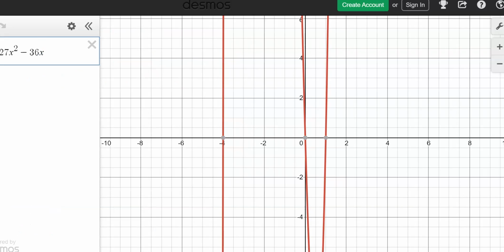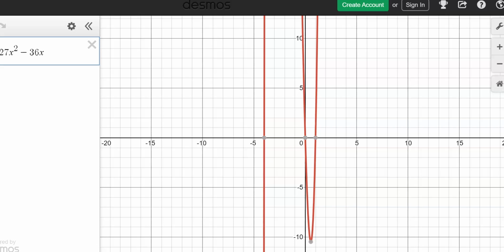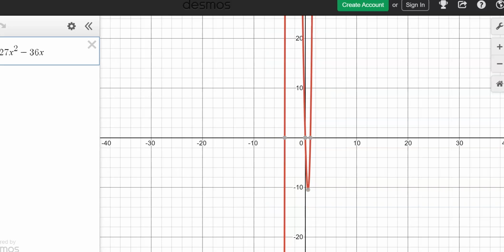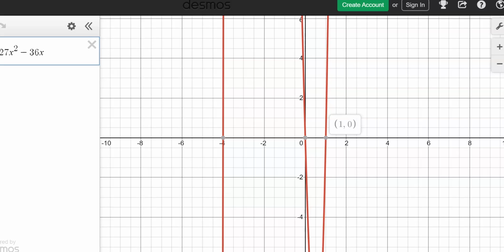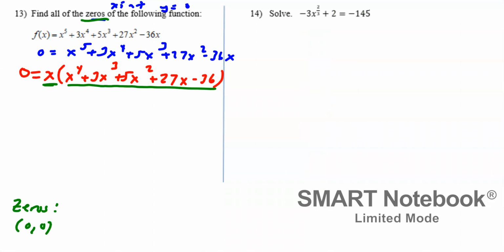If you did graph it on your calculator, I know Desmos is not the same, but what I ended up getting was a picture that crossed the x-axis 3 times. Yours might look a little different. I could zoom out a little bit so you can see more of what it looks like, but I'm going to zoom back in. It looks like my zeros are 1, 0, which we already said is an option, and negative 4. So I'm going to write 1 and negative 4 back here. I could use 1 or negative 4 as an option.